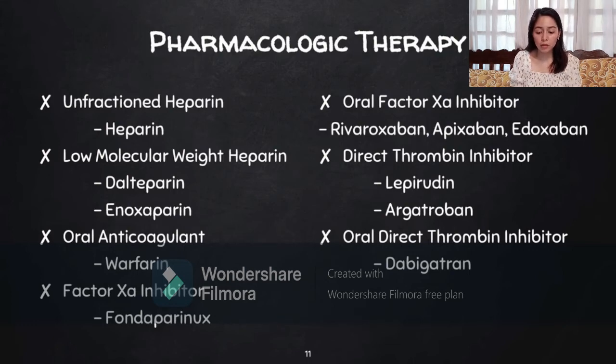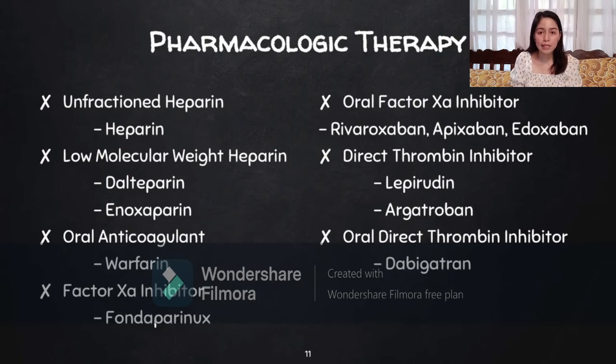Next is low molecular weight heparin, which prevents the extension of a thrombus and development of new thrombi. They are associated with fewer bleeding complications than unfractionated heparin. Medications under LMWH are dalteparin and enoxaparin. Next is oral anticoagulants, which is indicated for extended anticoagulant therapy. Factor 10A and direct thrombin inhibitors.